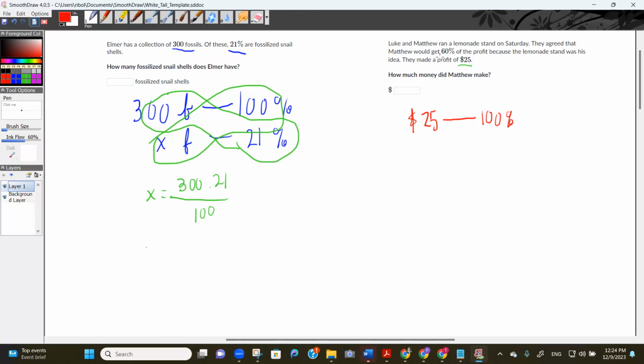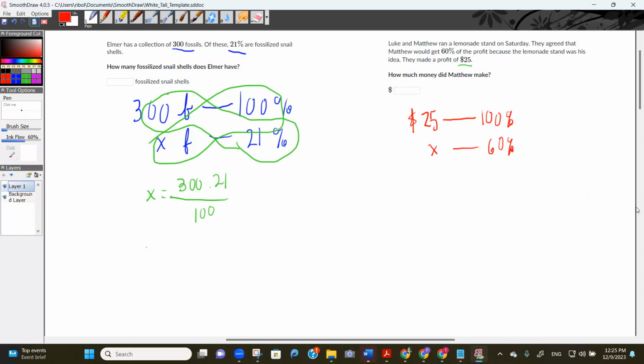And then we know that Matthew would get 60%. So we need to figure out what would be 60% here, and that would be our x. Then we can do again the cross product: 25 times 60 divided by 100. All right, so that is the solution for that. So that is one type of these percentage problems.